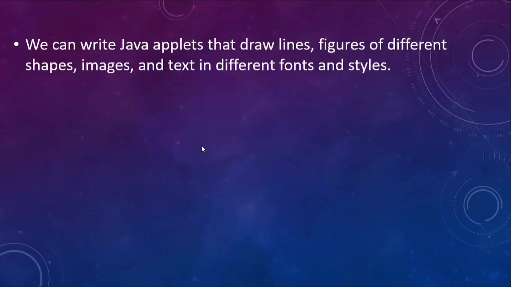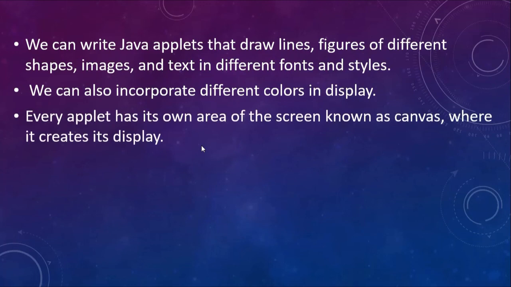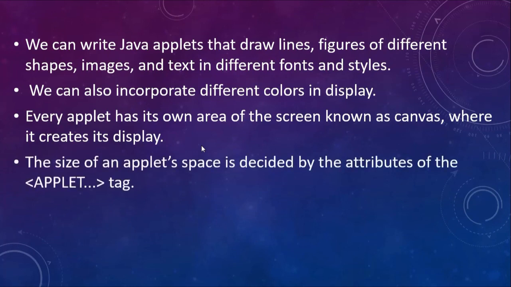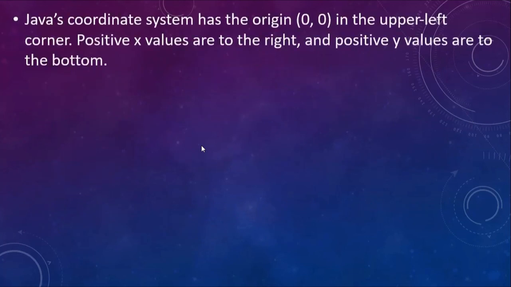We can write Java applets that draw lines, figures of different shapes, images, and text in different fonts and styles. We can also incorporate different colors in the display. Every applet has its own area of screen, known as the canvas, where it can create its display. The size of the applet space is decided by the attributes in the applet tag. A Java applet draws graphical images inside its space using the coordinate system as shown below.